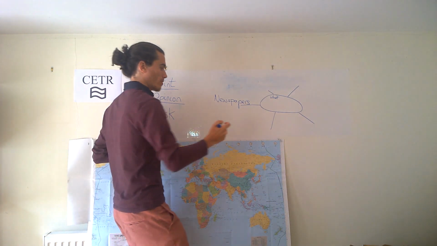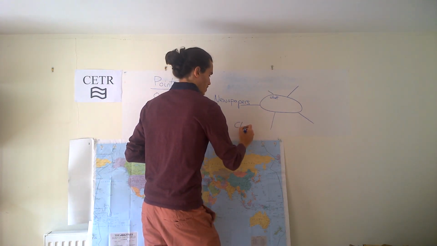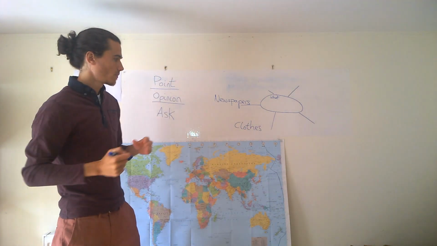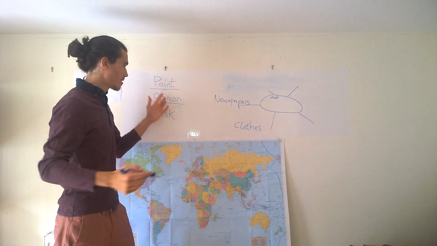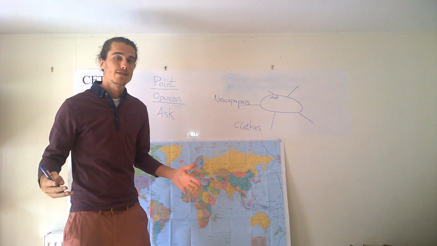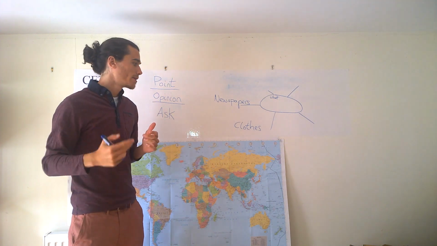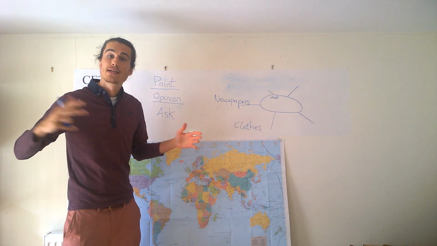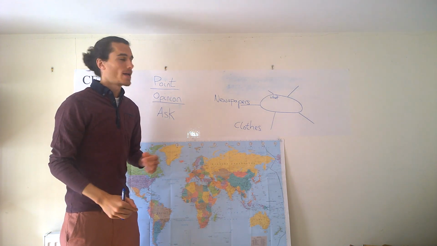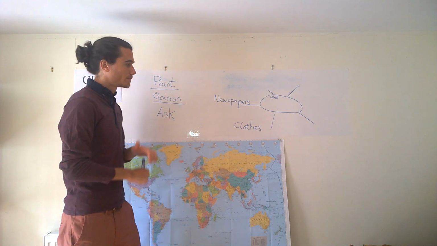So, if the next point was clothes, for example, you could make your point, say, I don't think clothes are a good representation of our society today. Why? Because clothes change all the time. The styles change, the fashion changes. Okay, what do you think?